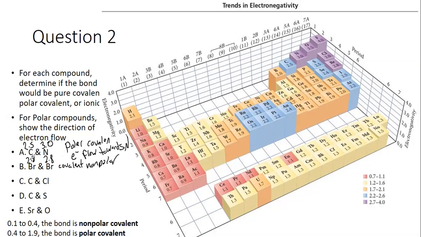Carbon and chlorine. Carbon is 2.5. Chlorine is 3.0. So that's 0.5. That's polar with our electrons heading towards the chlorine because that's more electronegative. Carbon is 2.5. Sulfur is 2.5. So that is nonpolar covalent.